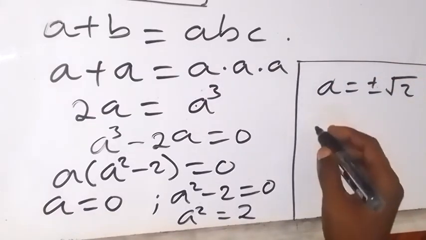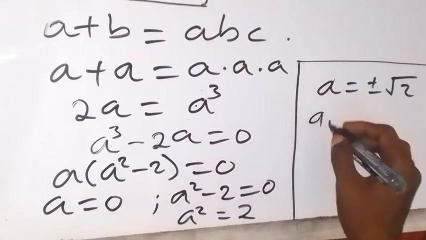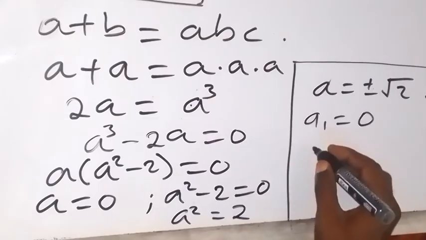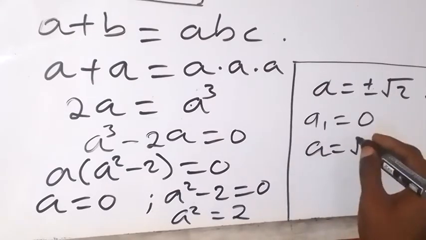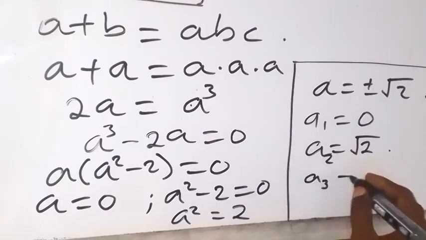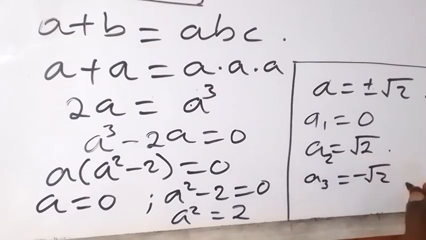So the values of A we have: the first one, we have A equals 0. The second one, we have A equals root 2. And the third one, we have A equals minus root 2. Now, we can check to see whether these solutions satisfy the equation.